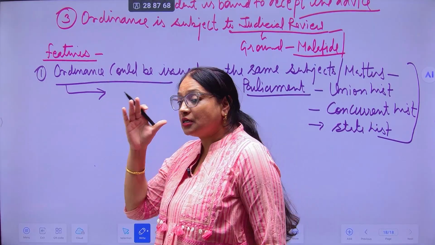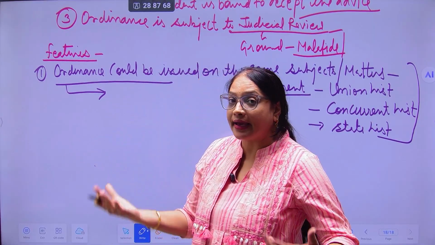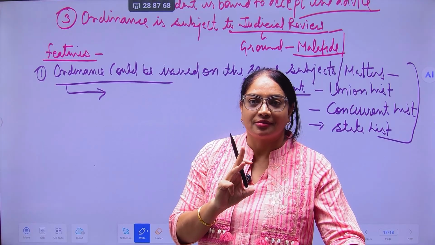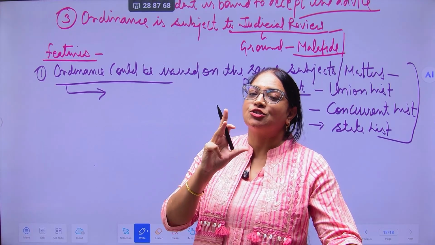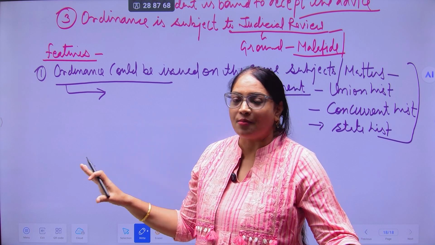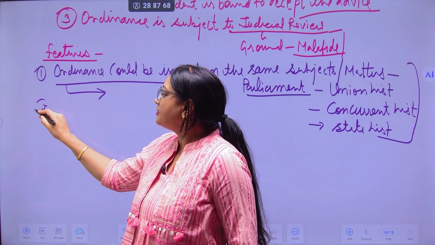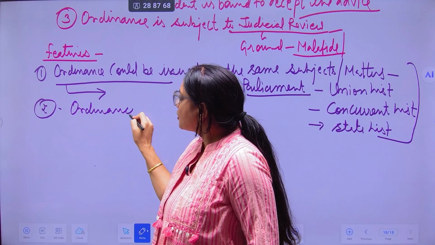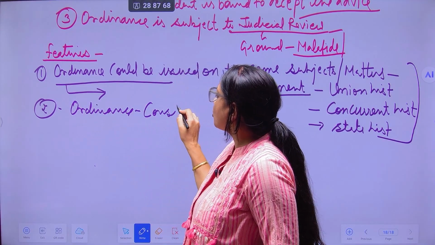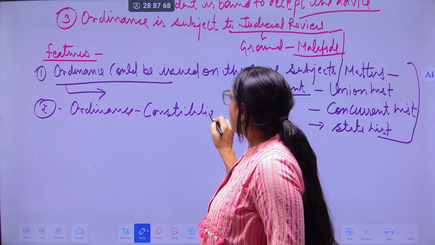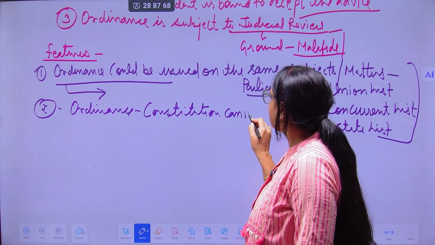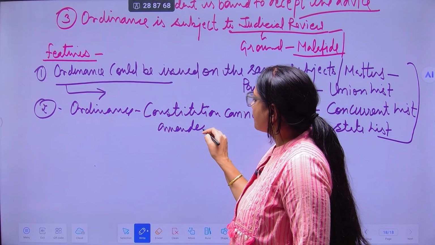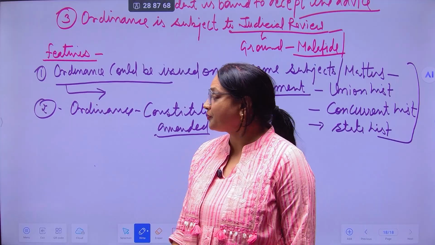Okay. The first important point I can highlight is that parliament can amend the constitution, right? But through an ordinance, the constitution cannot be amended, right? So here is the next point: through an ordinance, the constitution cannot be amended. Got it?